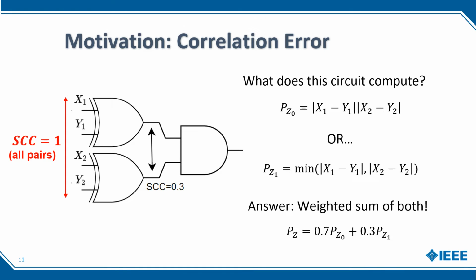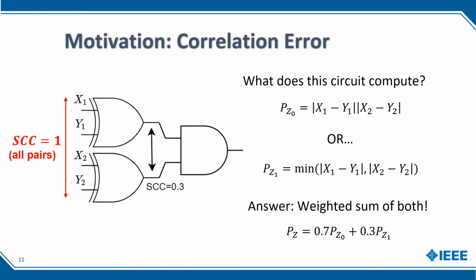Previously, we showed that an AND gate computes multiplication when its inputs are uncorrelated with SCC equals 0, and the minimum function when they're fully correlated with SCC equals 1. The question is, what function does this two-layer circuit compute? Does it compute the product of the two absolute value subtracts, or the minimum? As it turns out, the answer is neither. When SCC equals 0.3, the AND gate produces the weighted sum of the multiplication and minimum functions, where the weight is based on the input correlation.